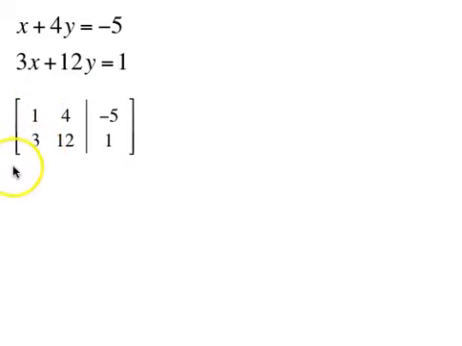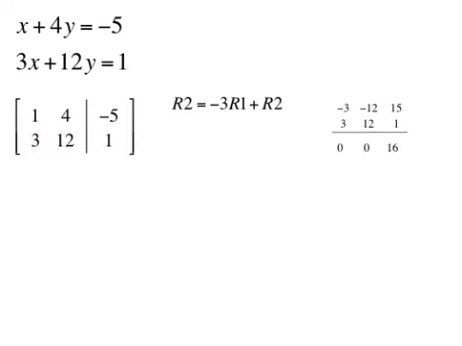So we'll say row 2 is negative 3 row 1 plus row 2. What is negative 3 times row 1? Negative 3, negative 12, positive 15. Added to 3, 12, 1. Well, what do we get? Negative 3 and 3 is 0. Negative 12 and 12 is 0. 15 and 1 is 16. So this becomes our matrix.